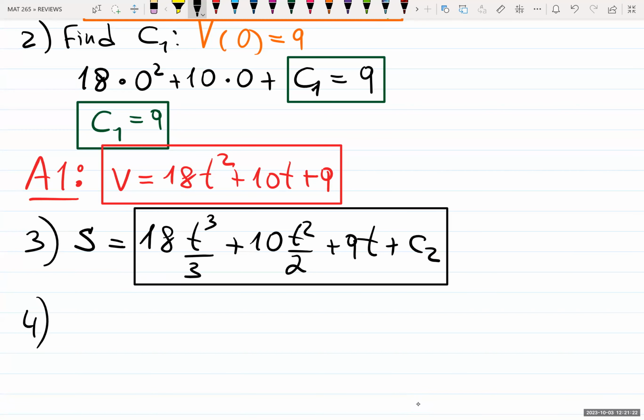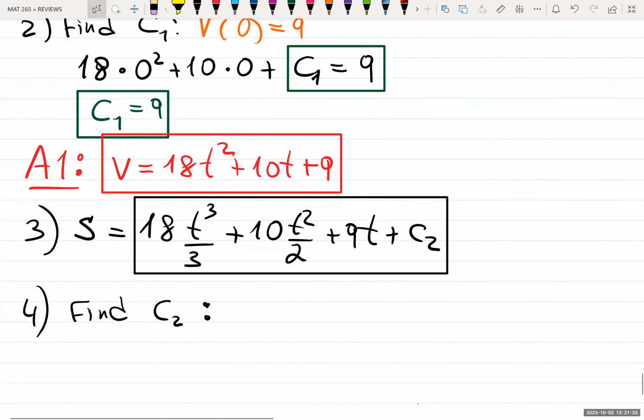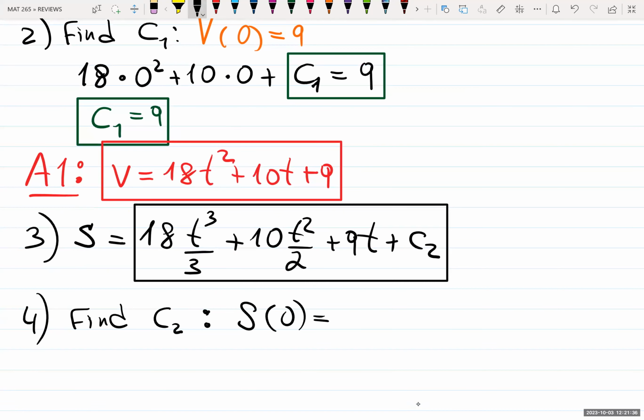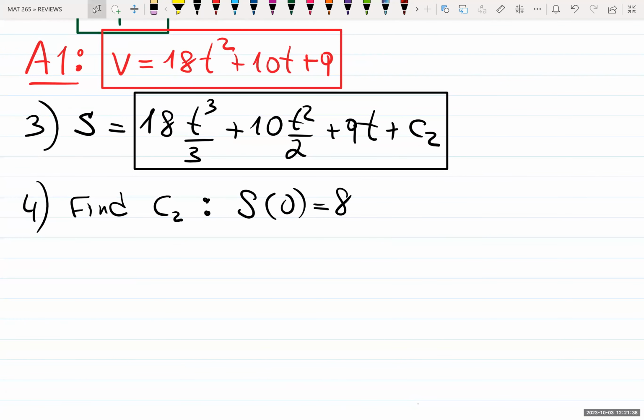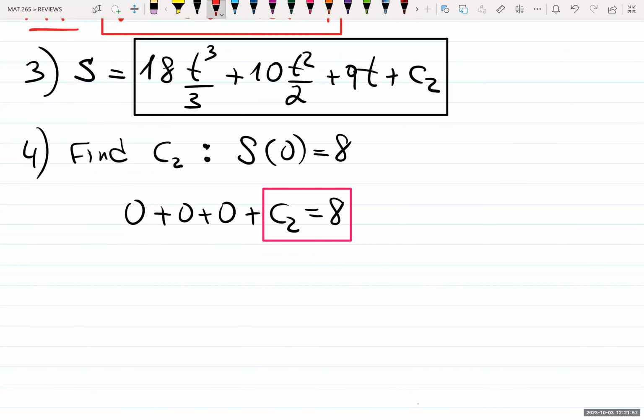Step 4, the last step actually. Find C2 using the initial condition. Now I need to go back and find the initial condition. S at 0 must be 8. Plug in 0, and I will speed it up: 0 plus 0 plus 0 plus C2 equals 8. Nice. We are lucky in these cases because we don't have cosine. Cosine at 0 is not 0. And we don't have an exponential function. E at 0 is also not 0. In those cases, you have to be careful. In this case, everything becomes 0 except C and 8.